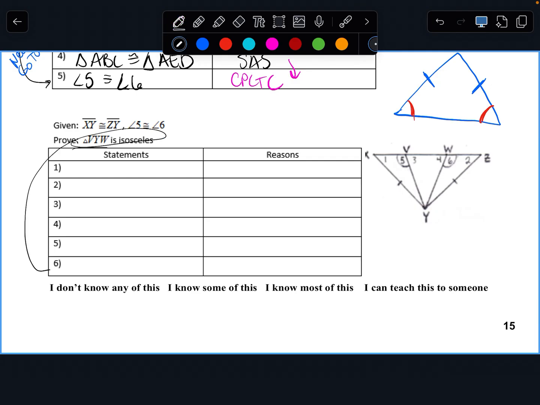So this triangle is isosceles. So triangle VYW is isosceles. Start, and then you just go after it. You do your first congruent part. So XY congruent to ZY, given.